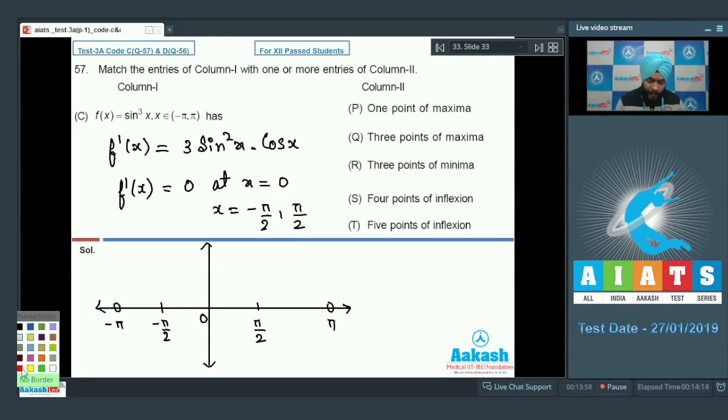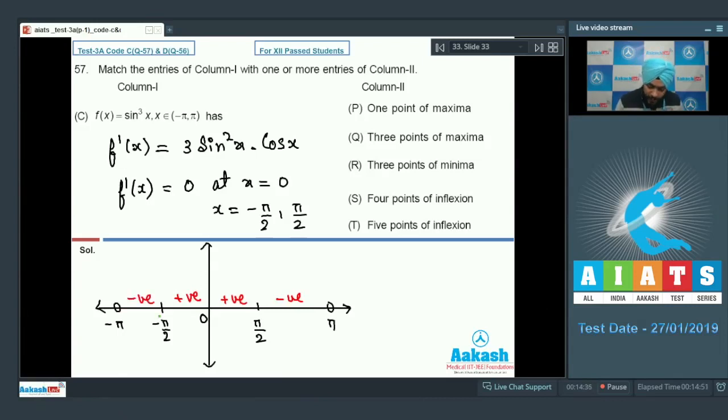After pi by 2, that is in the second quadrant, f dash x is negative because sine square x is always positive anyhow. So cos x is negative, that means f dash x is negative. From 0 to pi by 2, f dash x is positive, but from minus pi by 2 to 0, just because sine x has a double root, the sign of f dash x will not change along 0. So it is still positive in the fourth quadrant because cos x is positive. That is the second reason. From minus pi to minus pi by 2, that is the third quadrant, it has to be negative.